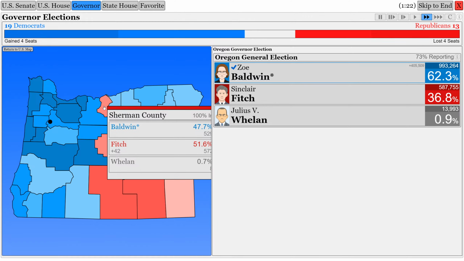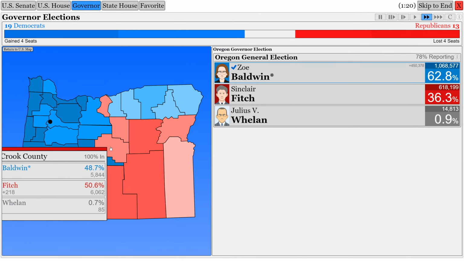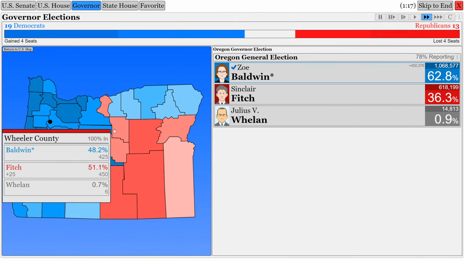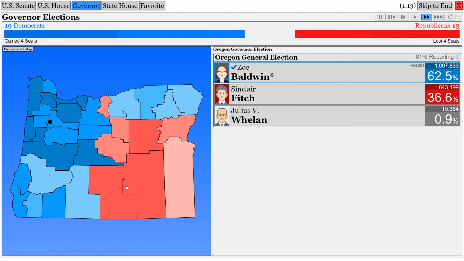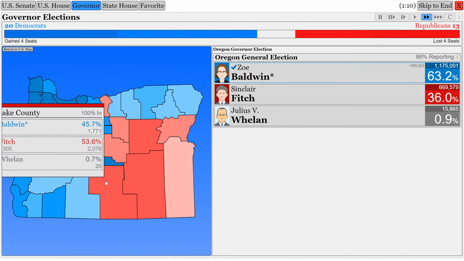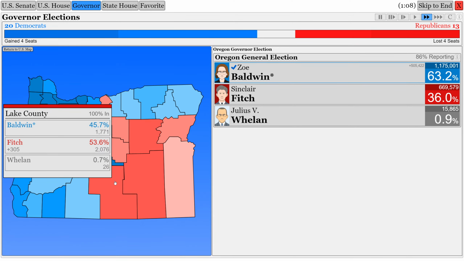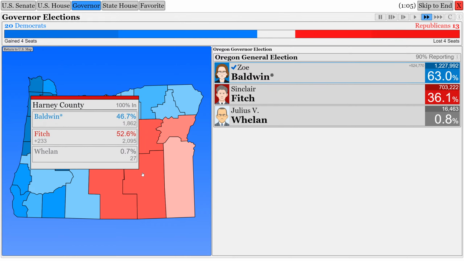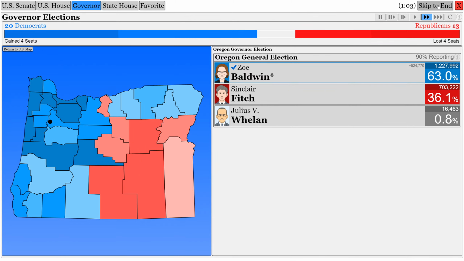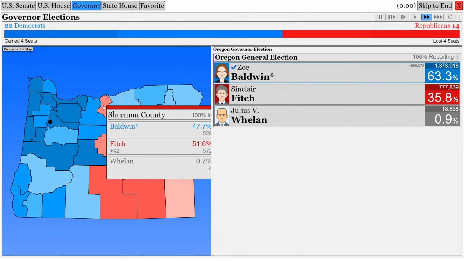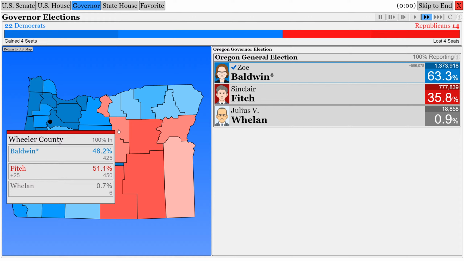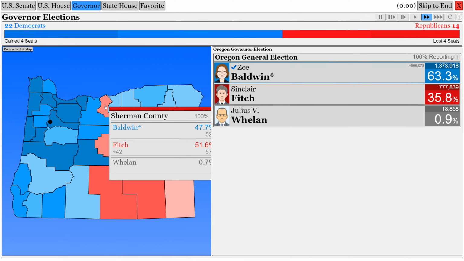I'm behind in Sherman County by 42 votes. 218, 25 in Wheeler County. Best performance for the Republicans right now is going to be in 233, so it's 90%. 600,000 vote lead. 25 vote difference in Wheeler County, 42 vote difference in Sherman County.